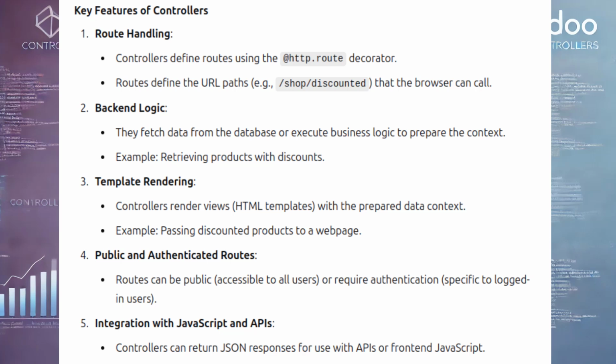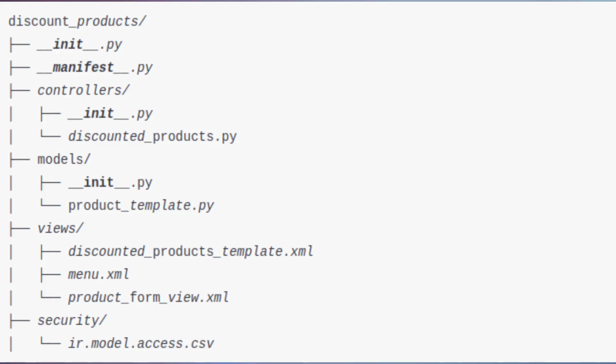Specifically, we will be adding a custom route /shop/discounted that displays only discounted products. By the end of this session, we will understand how to inherit and extend an existing controller, fetch and filter data from the backend, like discounted products, render a custom web page using templates, and add a menu item to make the page accessible to users. So let's start by looking at the module's manifest file.